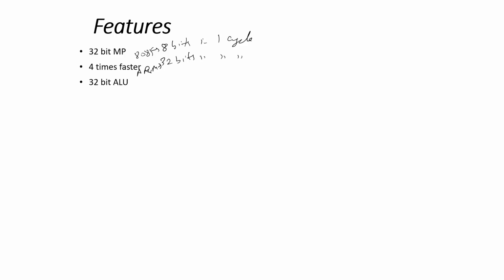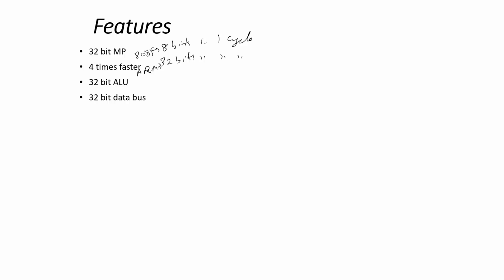Next feature is that ARM processor has an arithmetic logical unit of 32 bit. What does it mean? That it can perform the addition and subtraction of 32-bit numbers in one cycle. Next feature is it has a 32-bit data bus. Now what does it mean? That it can transfer 32 bits in one cycle, that we've already discussed in the first point.